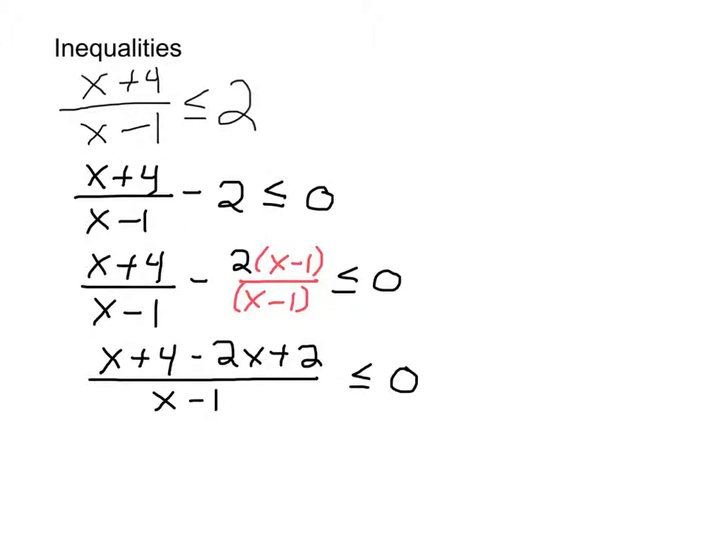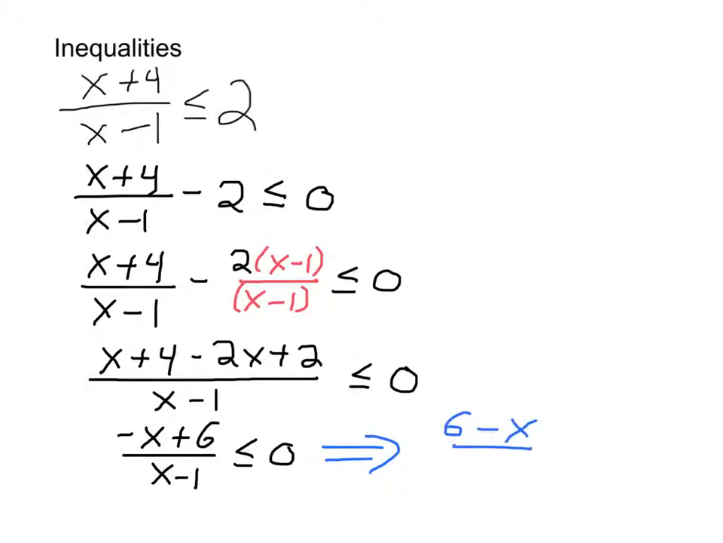Now the top is going to simplify. If I add up all of my x terms, I have x - 2x. So that's going to turn into (-x + 6)/(x - 1) is less than or equal to 0. Or another way of saying that is (6 - x)/(x - 1) is less than or equal to 0, if you just reverse the numerator.